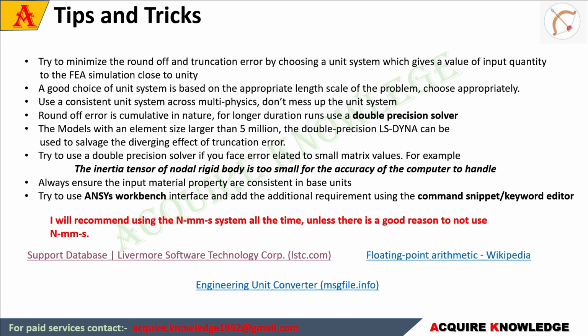Now, round-off error is cumulative in nature. So in case you run into errors like the inertia tensor of nodal body region is too small for the accuracy of the computer to handle, try with the double precision solver instead of the single precision solver. Also, I want to highlight, if you work with the ANSYS Workbench GUI interface, then these unit system conversion factors are already included in the tool. So we don't have to actually bother unless we are trying to enhance the capabilities using some command snippet or any other scripting.